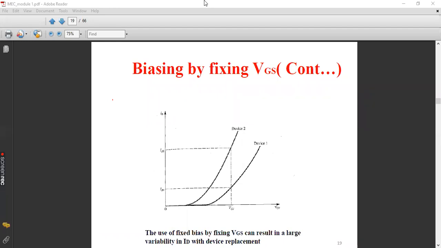Tanmaya? 112, Tanmaya. You tell me what would be the reason? Why am I getting two different curves for device 1 and device 2? What could be the reason?